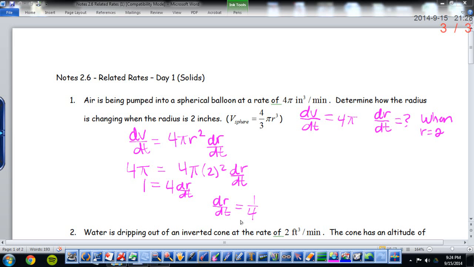And you always have to label your units here. dr/dt represents the rate of change of the radius with respect to time. So if the units of the volume changing was inches cubed per minute, volume is a cubic measurement. Radius is just a linear measurement, so this is just inches per minute. And that's your answer. All right, let's look at the next one.